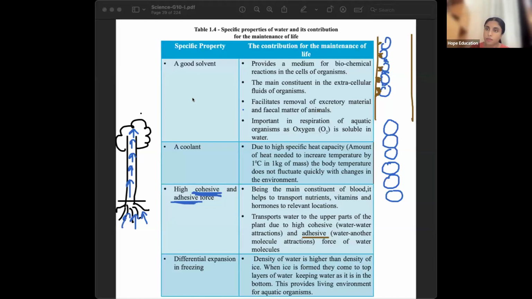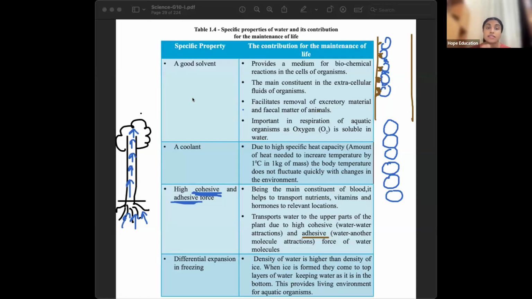ඒ වගේ තමයි water. Right? Because of these cohesive and adhesive forces, water has a nice flow. It's very easy to transport water. එතකොට plant එකක් ගත්තොත් roots වලින් absorb කරන water ලේසියෙම, very easily and very smoothly that water will be transported upwards to the rest of the plant.